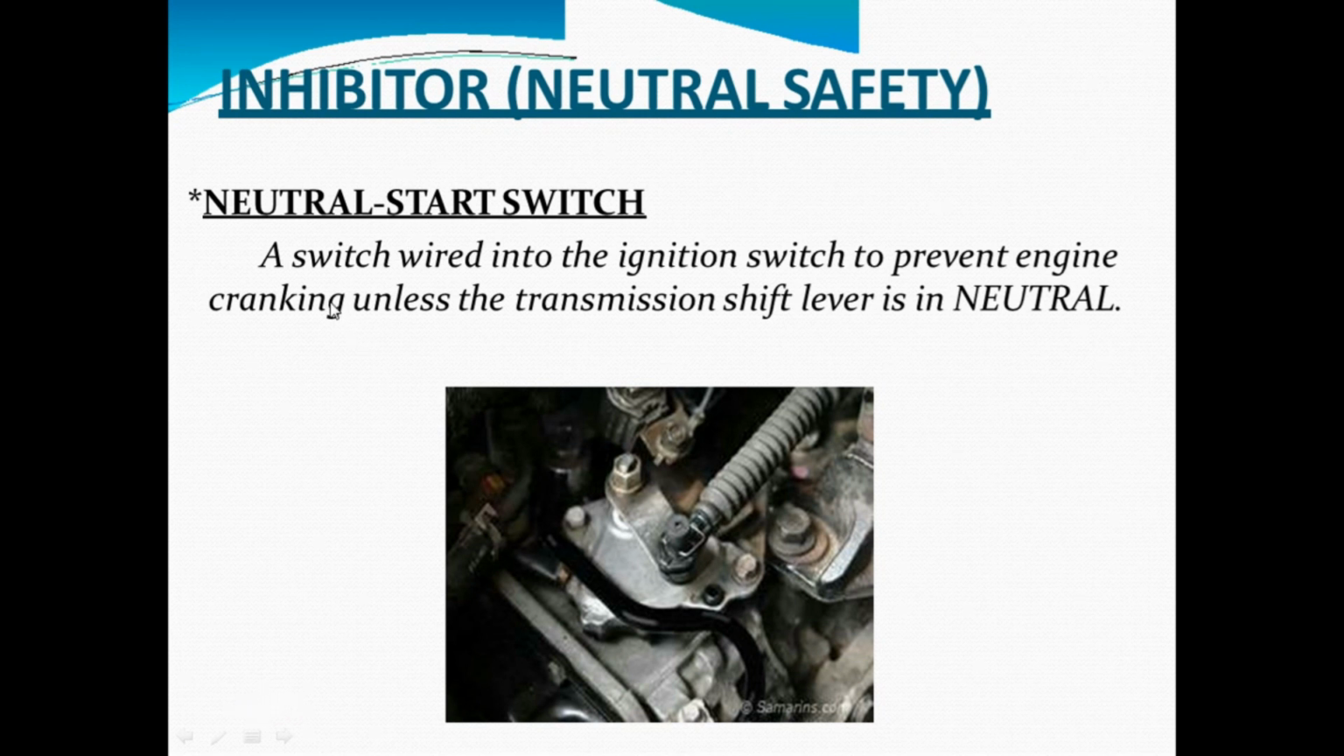Neutral switch: a switch wired into the ignition which prevents the engine from cranking unless the transmission shift lever is in neutral. Nowadays in modern vehicles, if the vehicle is in gear, only after we apply the clutch can we start the engine. Otherwise, there will be a small damage to the gears, or the vehicle will get jerked. So in order to prevent all these things, we have the neutral safety switch.